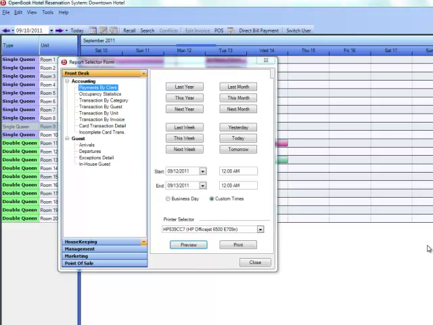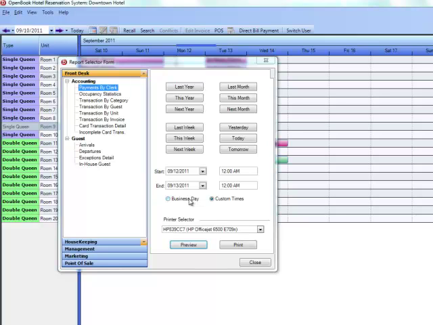Payments by Clerk Report. The Payments by Clerk Report is the most used report in OpenBook. It records each individual payment and refund that occurs under the username of the employee logged in at the time the payment or refund was recorded in OpenBook. Any combination of days or times can be selected for this report.